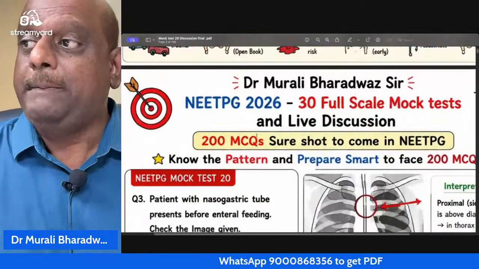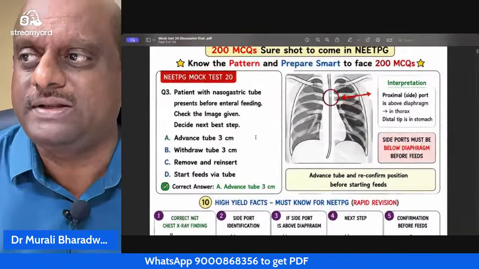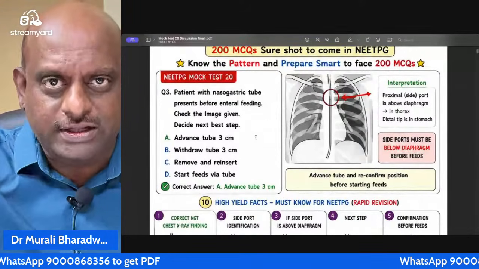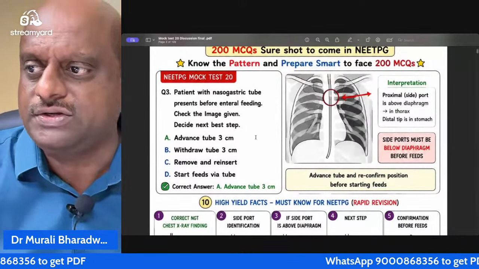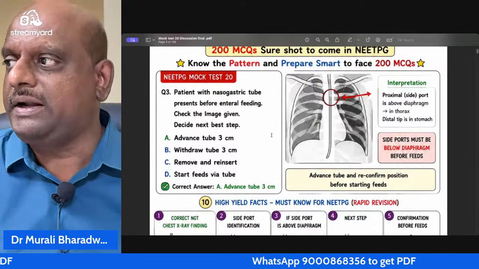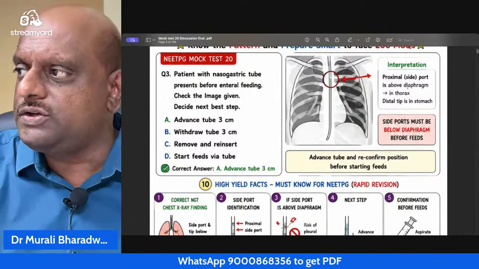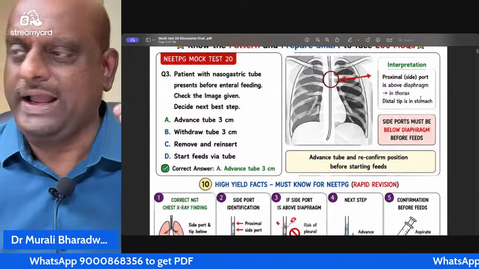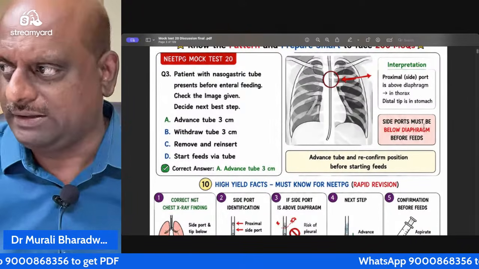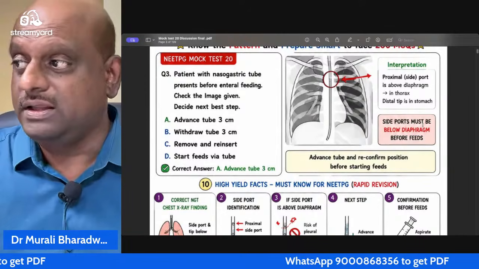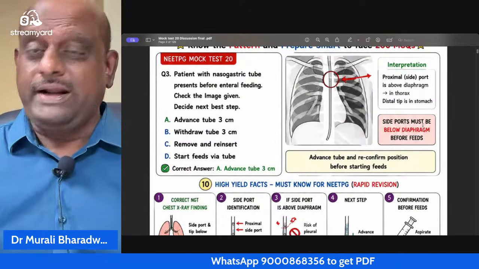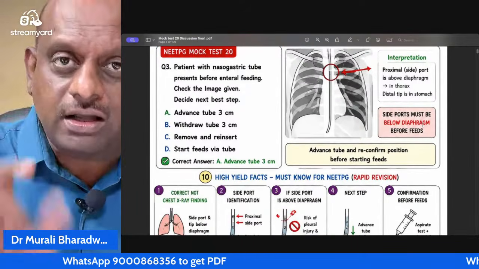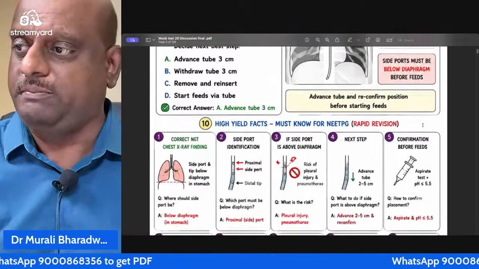A patient has a nasogastric tube in place before enteral feeding. In the image, which was the clinical image given to you in the mock test, what is the next important step? The proximal port is above the diaphragm in the thorax and the distal tip is in the stomach. So the side ports must be below the diaphragm before feeding. That's the reason you need to advance the tube and reconfirm the position before feeding.